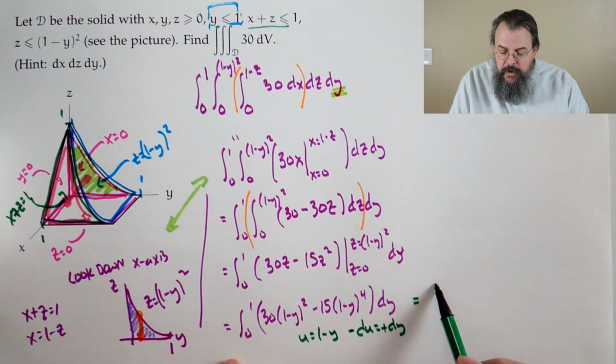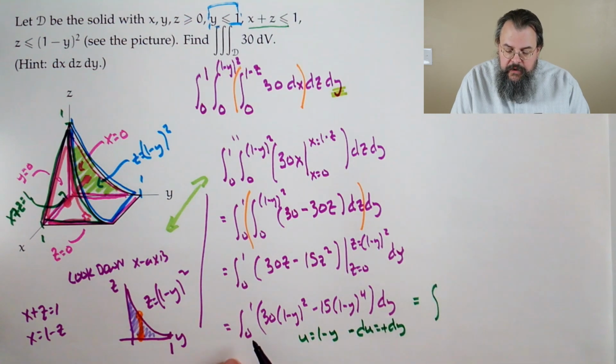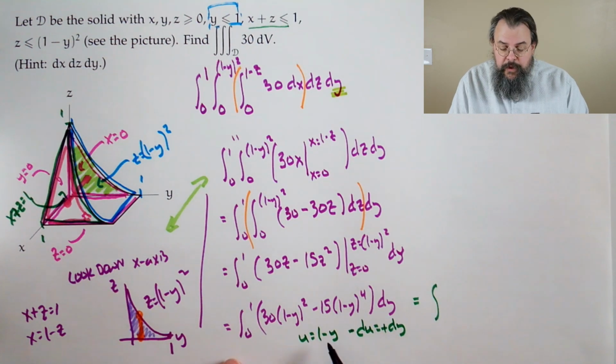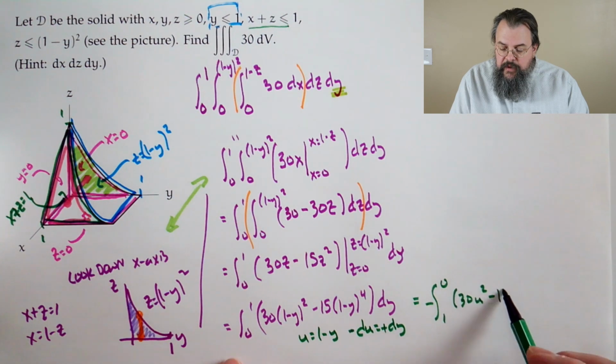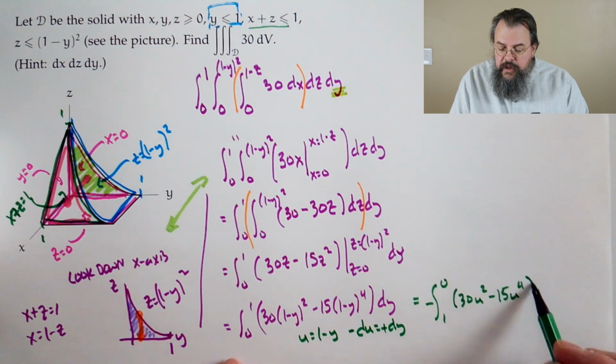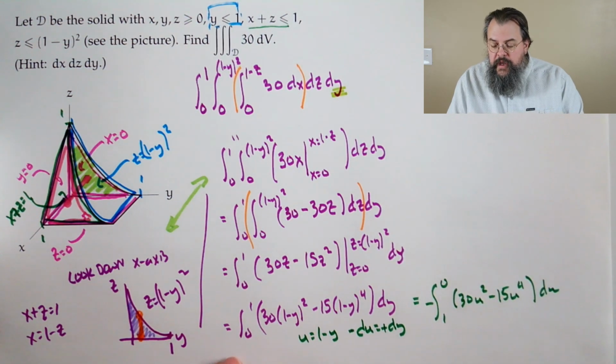So, what will we have? Well, our bounds will become, instead of 0 to 1, from 1 to 0, right? Because 1 minus 0 is 1, and 1 minus 1 is 0. And then there's going to be a minus here, and then we're going to get 30u squared minus 15u to the 4th du.